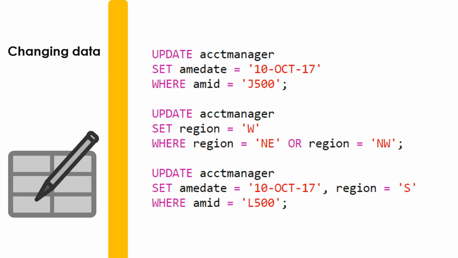In the first example, we are updating the AME date to be equal to October 10, 2017 for the account manager with AMID equals J500. In the second example, we have two conditions. We are updating all of the records in our table where the region is either northeast or northwest, and we're setting the region to be equal to west. In the third example, we can also update multiple columns at one time. In here, we are updating the AME date and the region for AMID L500.